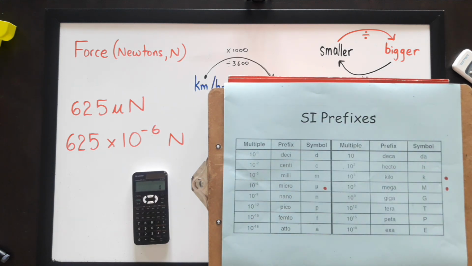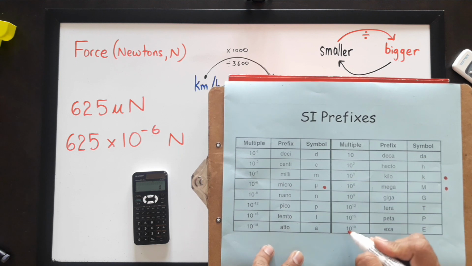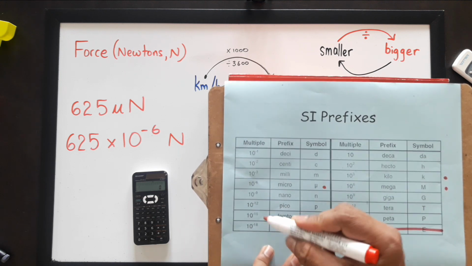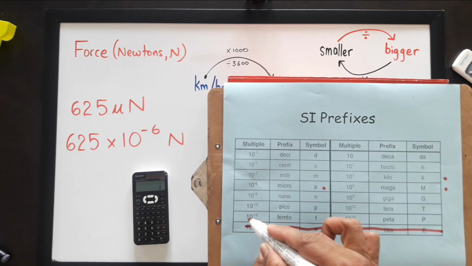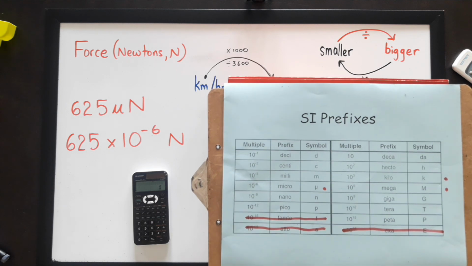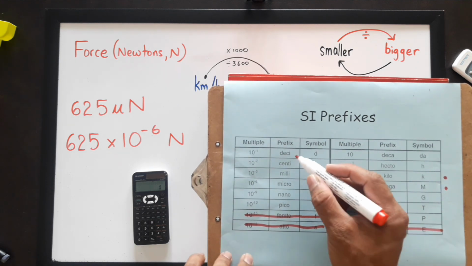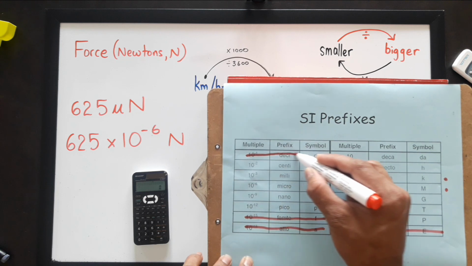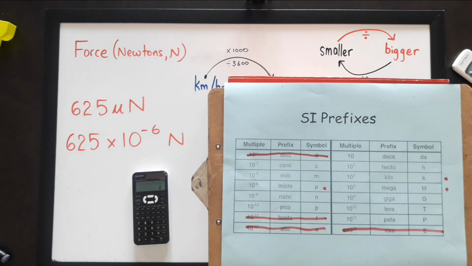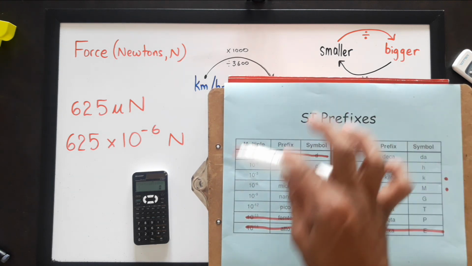All right? So I would really like you all to make a note of the chart. Now, there are a few that I've never seen come in the CXC exam. I've never seen atto. I've never seen femto come. I've actually never seen deci come either. But I would prefer if you drew back this chart.